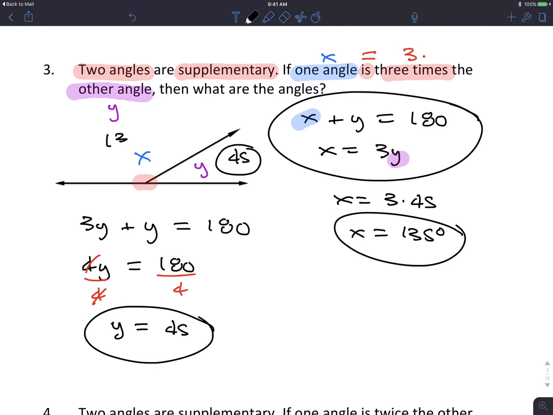Let's see if this makes sense. Is 135 plus 45 180? And the answer is yes. So here's how we solve this geometry word problem.